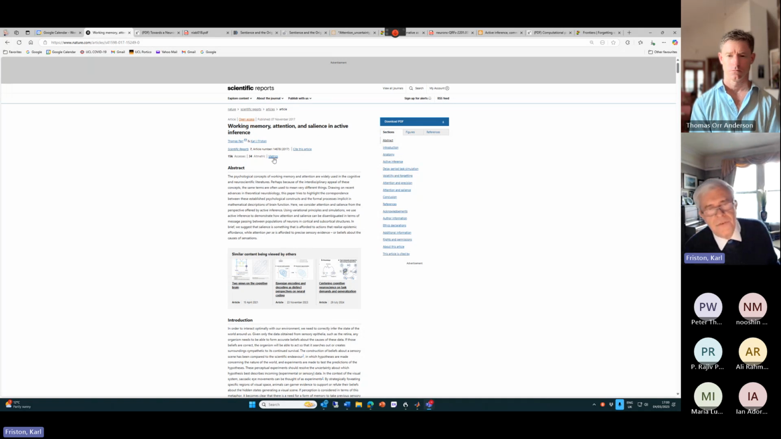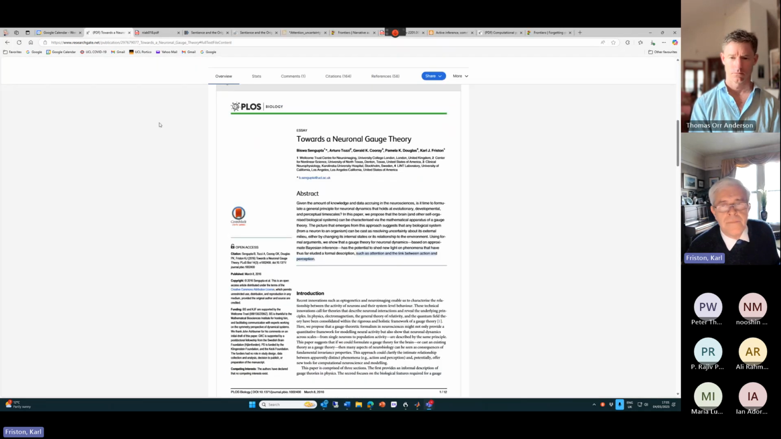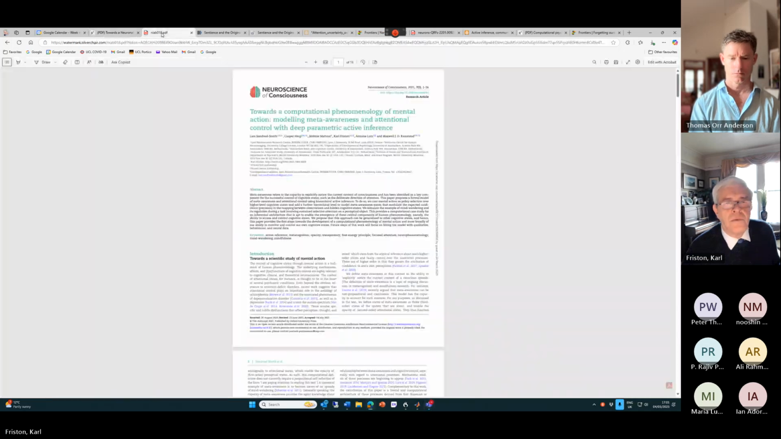So I think the clearest distinction between attention and salience is probably this explanation by Thomas Parr in the paper in Nature Scientific Reports, Working Memory, Attention, Salience and Active Inference, by Thomas Parr. But this is somewhat restricted to discrete state space models. But one could imagine having similar arguments for predictive coding and continuous state space models. Don't want to go there yet.